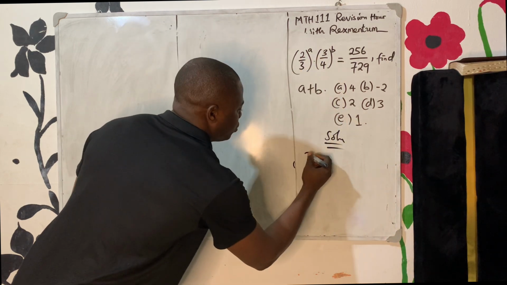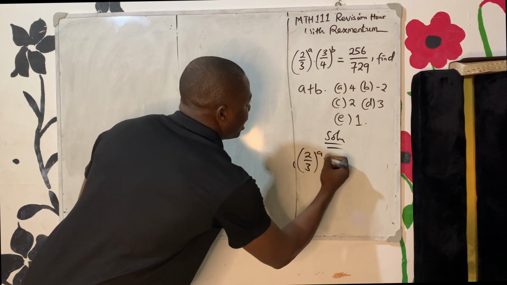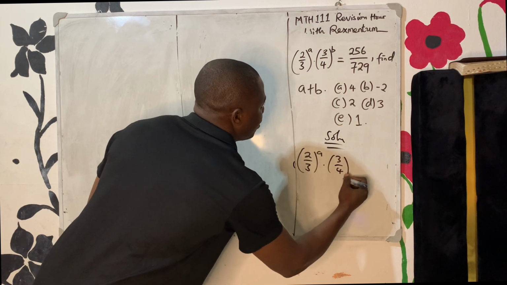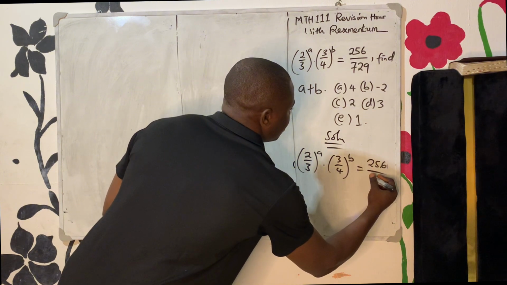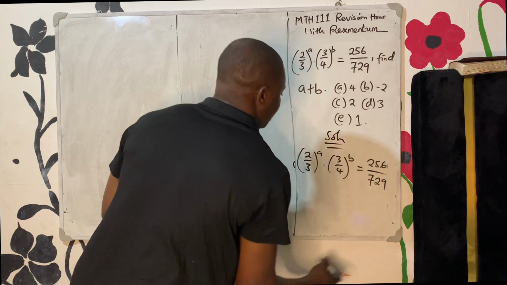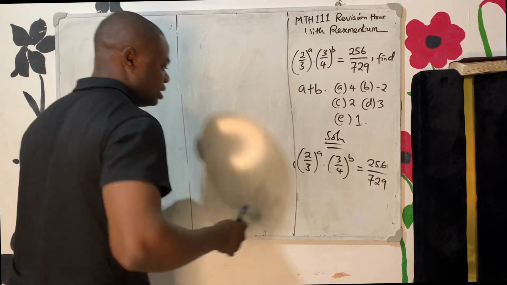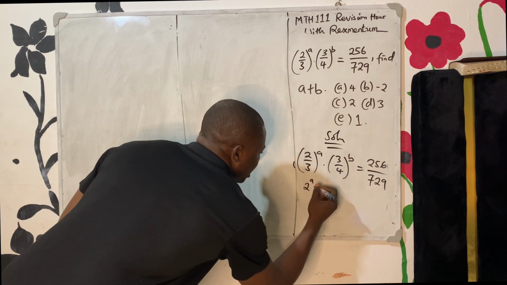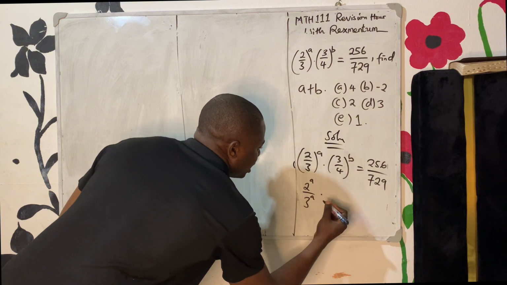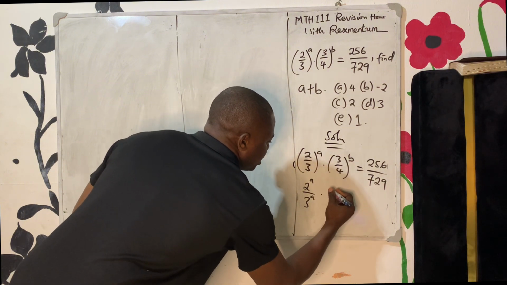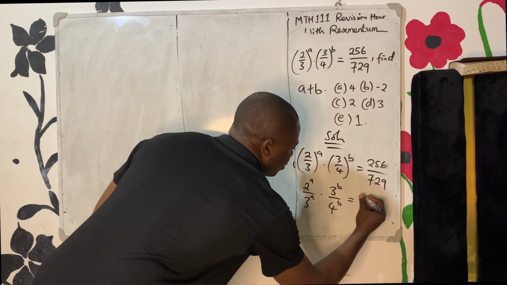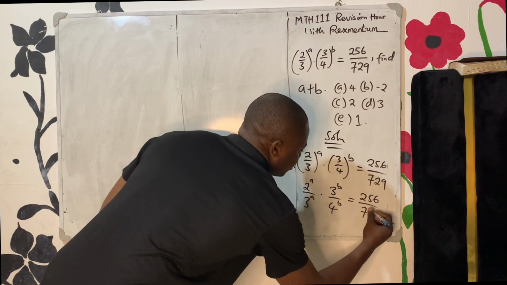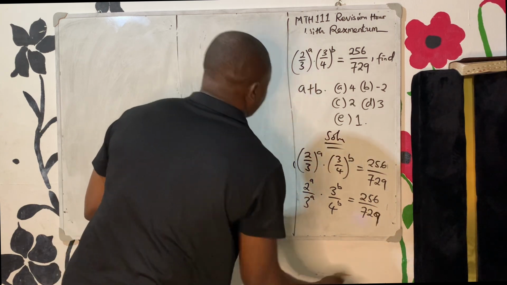We're going to have (2/3)^a times (3/4)^b is equal to 256/729. And of course, this is the same thing as saying 2^a over 3^a times 3^b over 4^b is equal to 256 over 729.